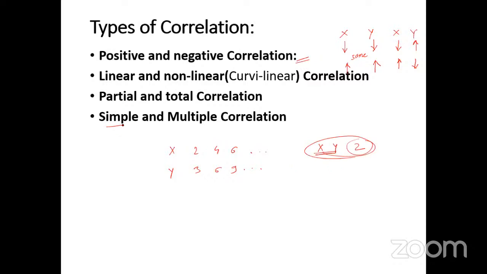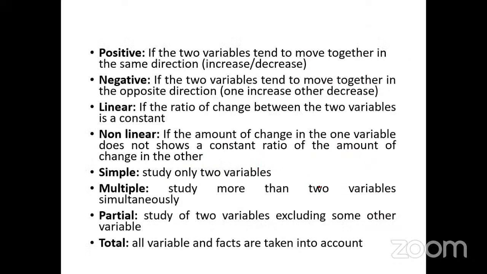Next is multiple correlation and simple correlation. When you are doing the correlation between only two variables, it is called simple correlation. But when we are considering three variables, x, y, and z, and take the relationship between x and the combined effect of y and z, then it is called multiple correlation. So those are the terminologies we have already discussed.